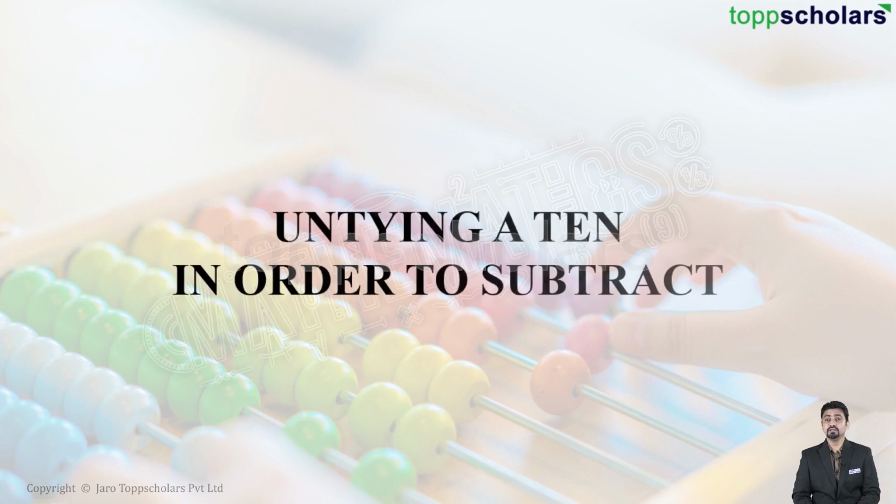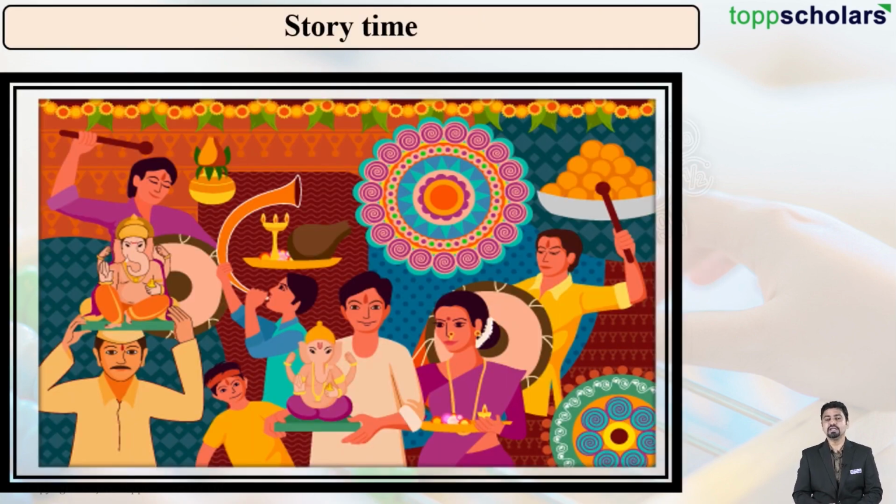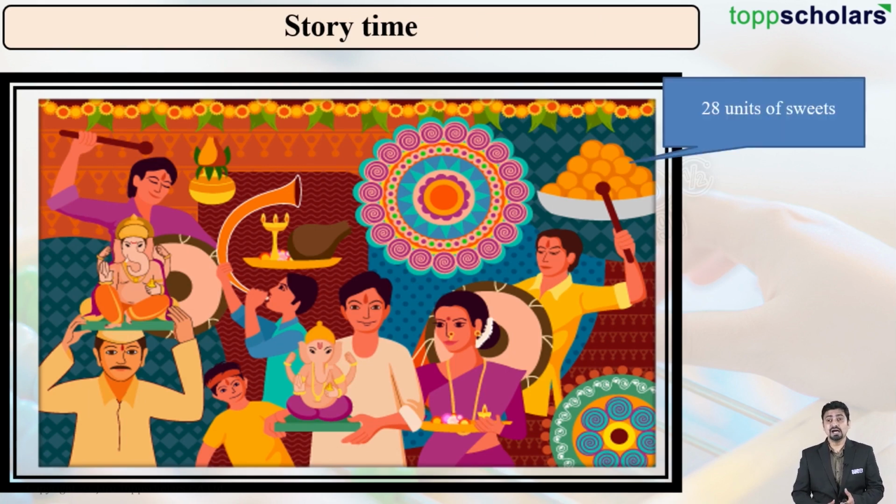Let us today learn how to untie a tens in order to subtract. Let us begin. There is a Ganeshotsav celebration at Raj's house. Raj bought 28 units of sweets.